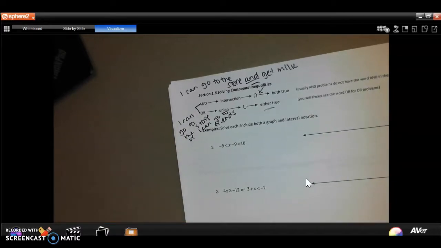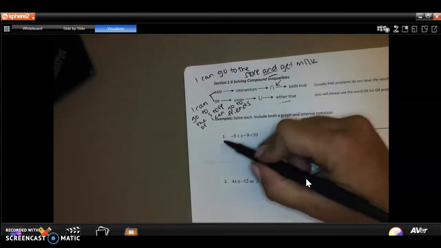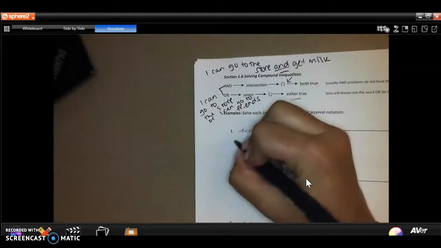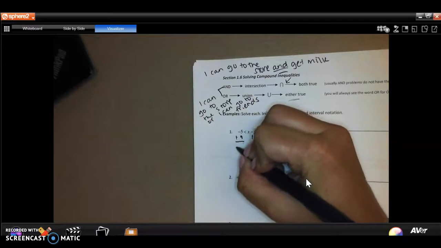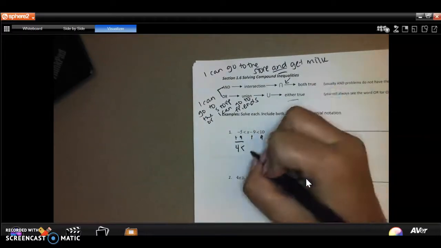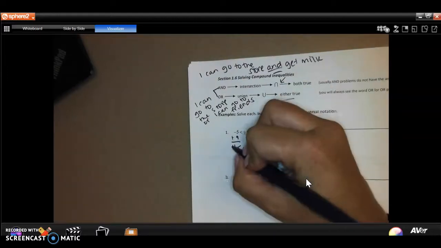So down below, solve each, include both a graph and interval notation. All right, so this is what we were doing last week. But now we have two inequality signs. Same thing, pretend like there are equal signs here. All right, we want to get the variable by itself. So what I'm going to do here is I'm going to add 9 to both sides. All right, so -5 plus 9, well, that's going to give me 4. I'll bring down my symbol. All right, I'll bring down my x, and I'll bring down my 19. All right, this is my solution.